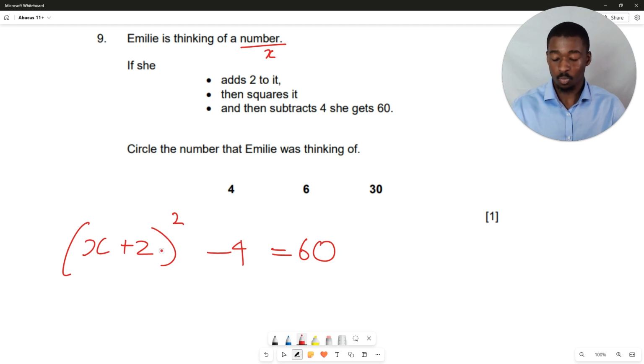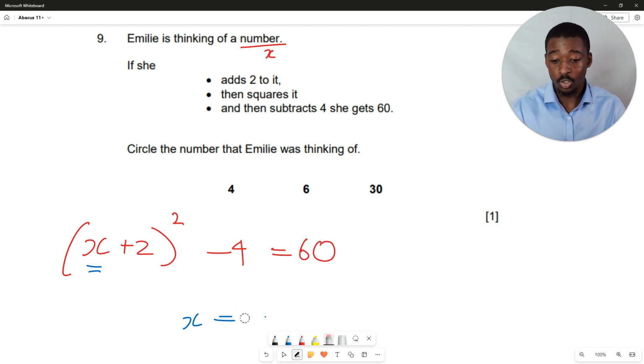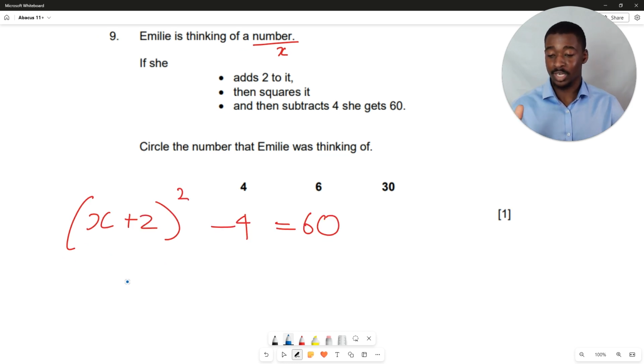To work out what number she was thinking of, we need to work out X. And to work out X, we need to end up with X on one side of the equal sign, on one side of the equation, and a number on the other side of the equation. So what do we need to do? We need to rearrange the equation. So let's get into this equation.